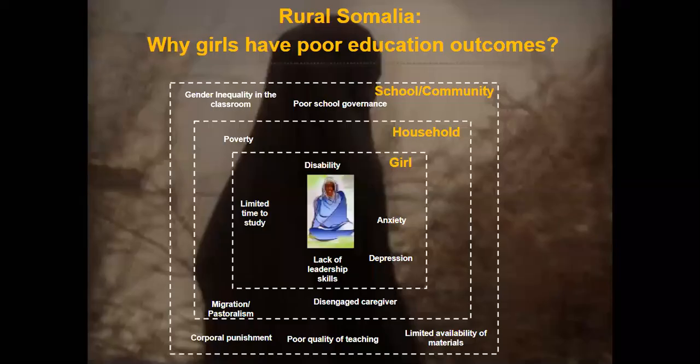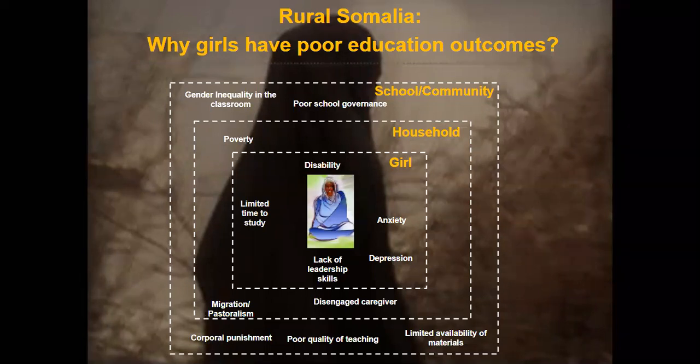Our project works mostly in rural and remote areas of Somalia, many of which are heavily affected by conflict as well as migration and pastoralism. Girls have poorer educational outcomes than boys across the board. And this is related to factors that happen at the school and the community.